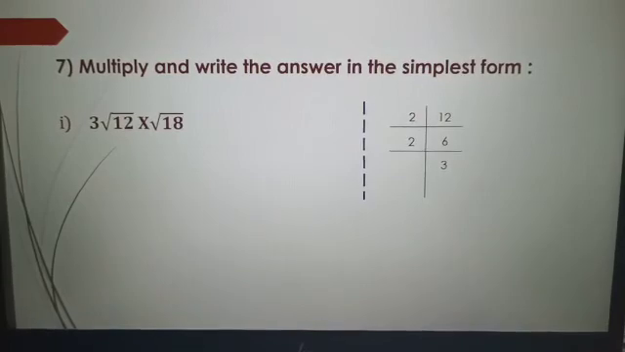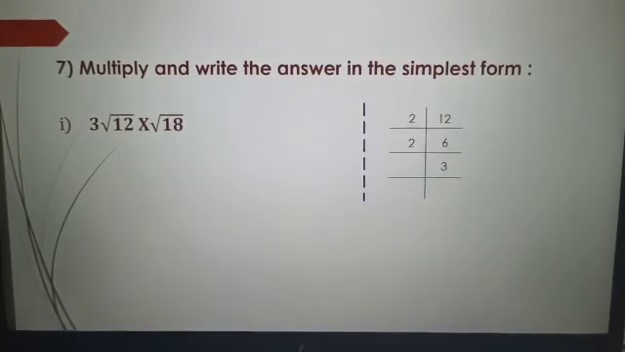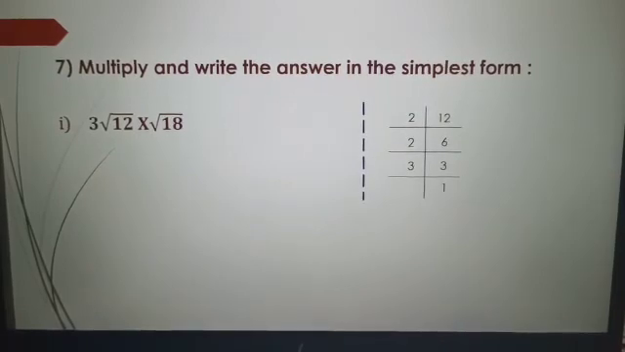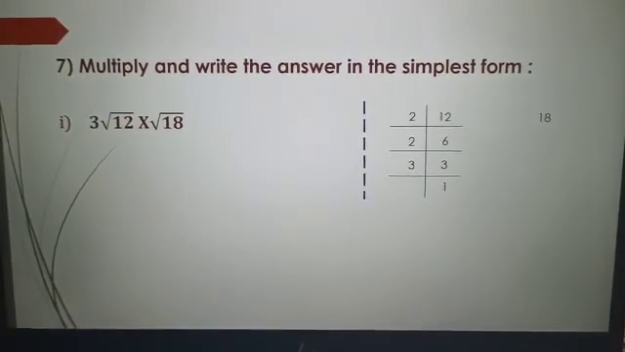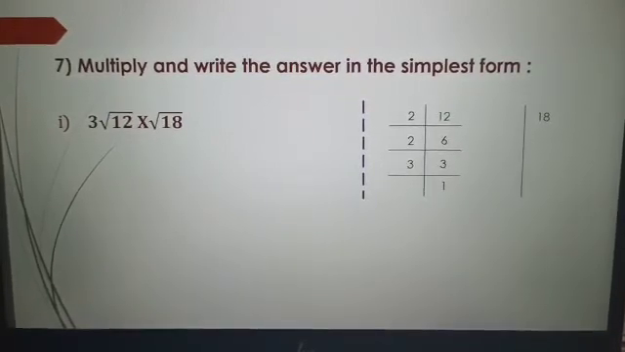3 is a prime number. So write 3 outside. 3 ones are 3. Now write all the numbers inside the radical sign. The next one is 18. So 18 will goes on table number 2. So write 2 outside. 18, how many times 18 in 2? That is 9 times are there.